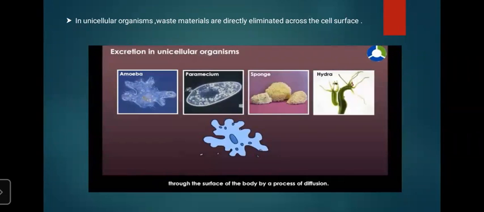In front you can see some examples of unicellular organisms: amoeba, paramecium, sponge and hydra. Waste materials are directly eliminated across the surface. You can see the amoeba and the waste material removed from the surface by the process of diffusion. What is diffusion? Movement of anything from a region of higher concentration to a region of lower concentration is called diffusion.